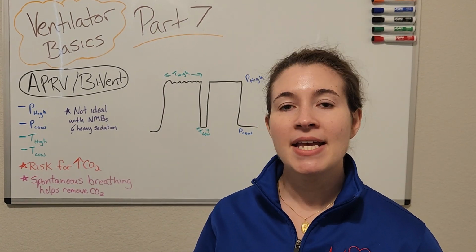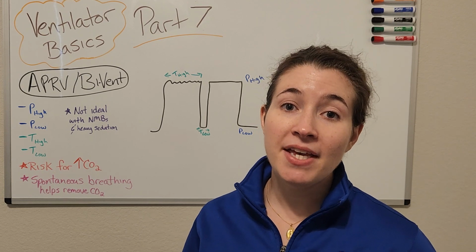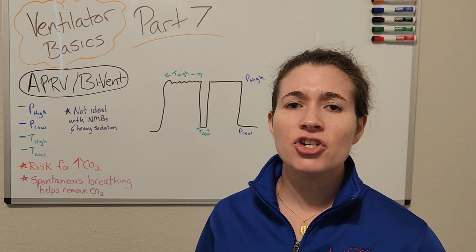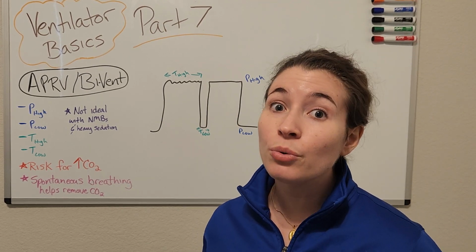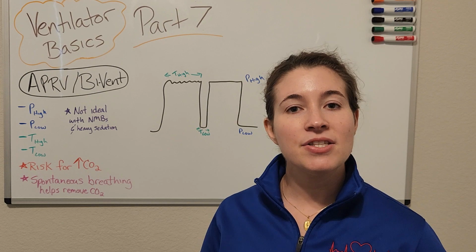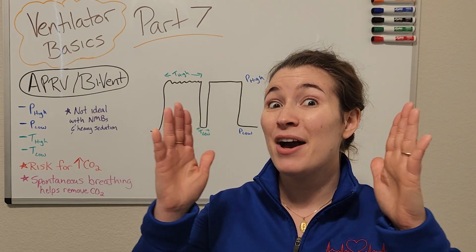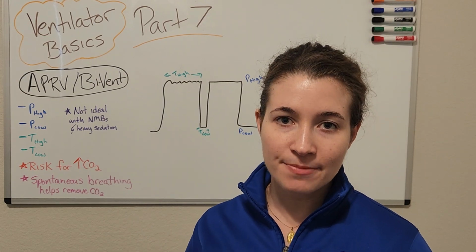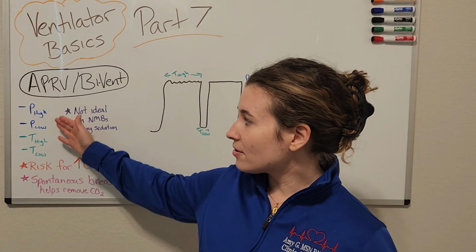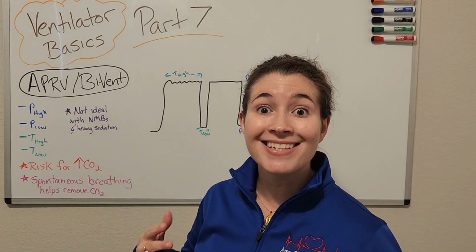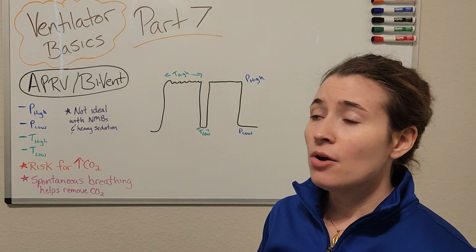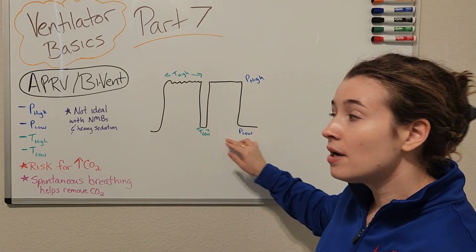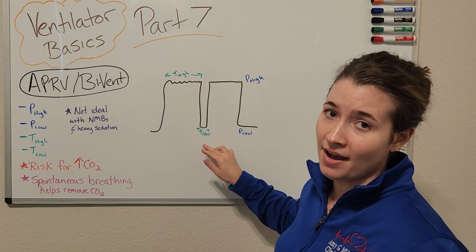In this video, I'm going to be discussing APRV, also known as bivent. This is an advanced mode of ventilation that is really ideal for truly lung-sick patients, as this mode of ventilation maximizes the amount of time that the lungs are open while minimizing the time that they are not. This mode of ventilation is centered around 4 specific settings on the ventilator. We have our pressure high, our pressure low, time high, and time low.